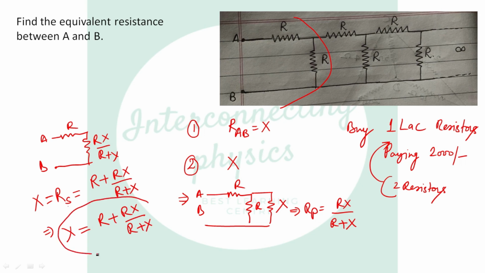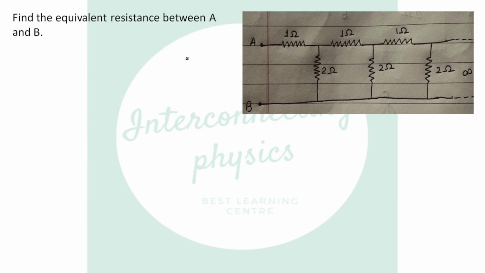Now solve this equation for X. This will become a quadratic equation, and you have to solve the roots of that quadratic equation, and we will take only the positive root because resistance can never be negative. Let us understand this by taking some examples. Suppose this is the infinite ladder, okay, and we have to calculate the equivalent resistance between point A and B.